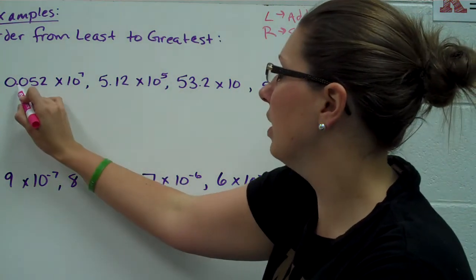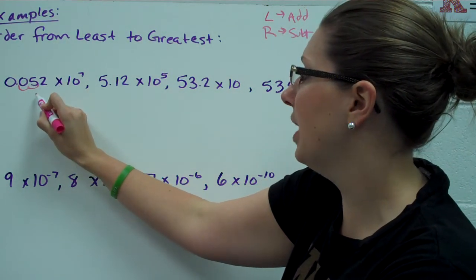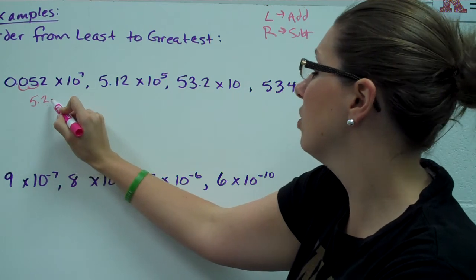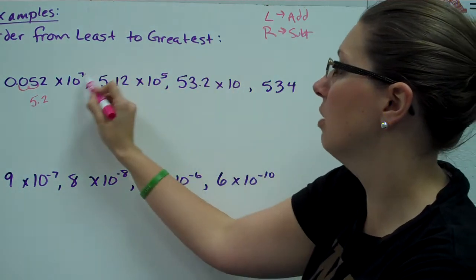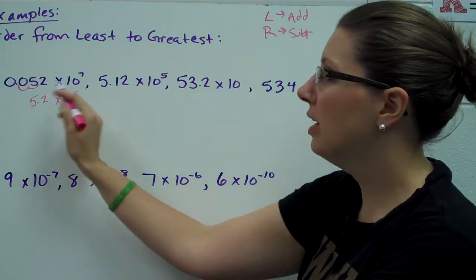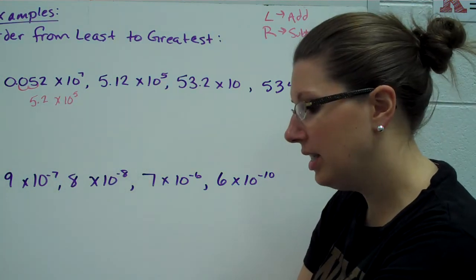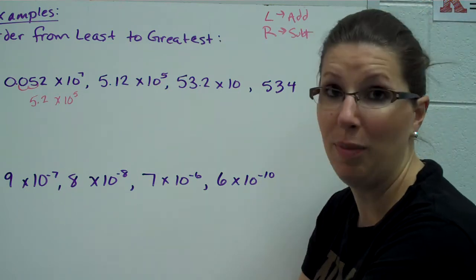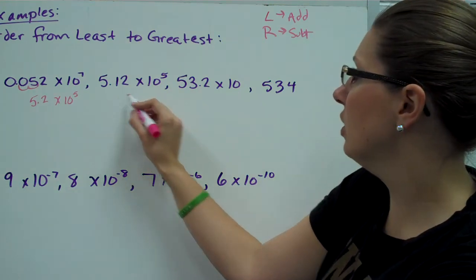So here we're going to need to move this decimal 2 places to the right. So I'm going to actually subtract 2 from the exponent. So this number written in scientific notation is 5.2 times 10 to the 5th power. Like I said, this one's good.